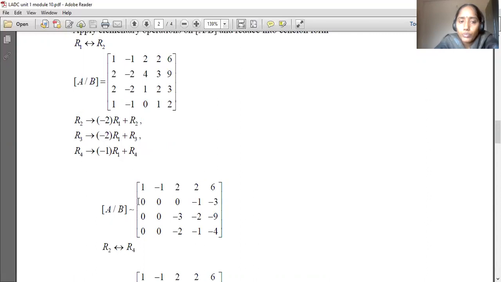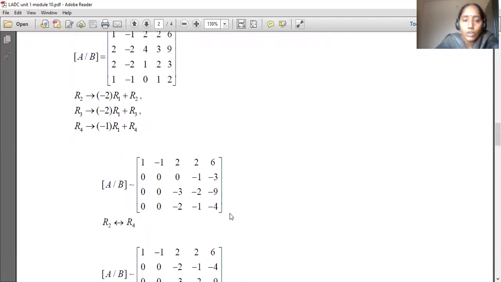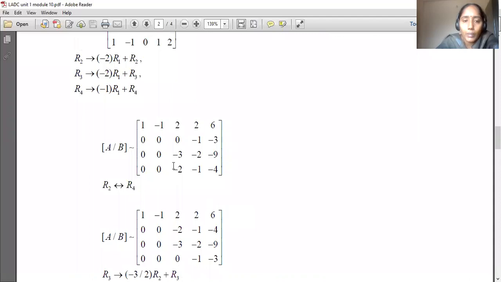Okay. Now observe this. In the second row, the first non-zero element is minus 1. But here this is 0, and here some more non-zero elements are there. So by interchanging rows, we convert a non-zero element into the pivot element. By interchanging this, I will get like this.